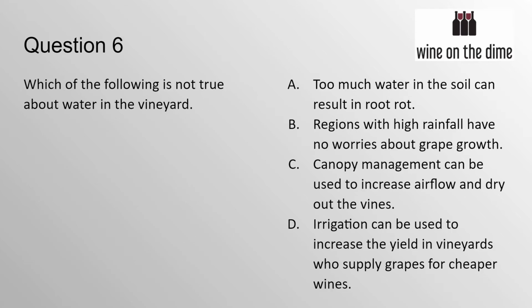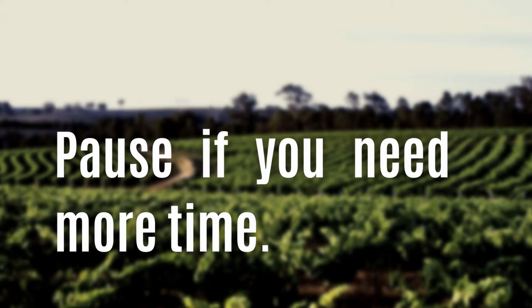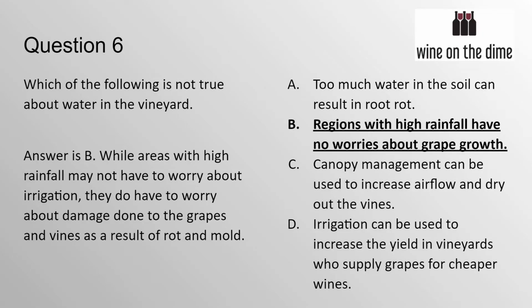Question number 6. Which of the following is not true about water in the vineyard? A. Too much water in the soil can result in root rot. B. Regions with high rainfall have no worries about grape growth. C. Canopy management can be used to increase airflow and dry out the vines. D. Irrigation can be used to increase the yield in vines who supply grapes for cheaper wines. The answer is B. While areas with high rainfall may not have to worry about irrigation, they do have to worry about damage done to the grapes and vines as a result of rot and mold.